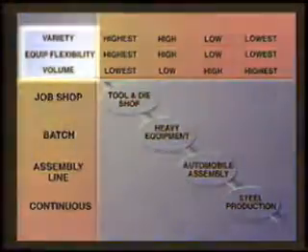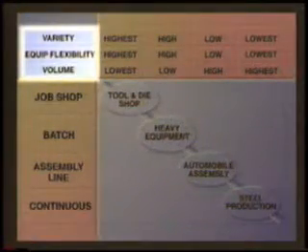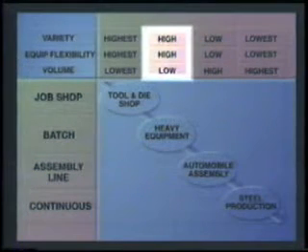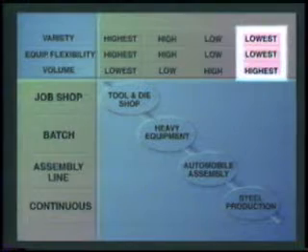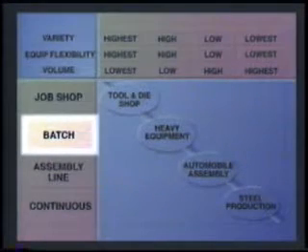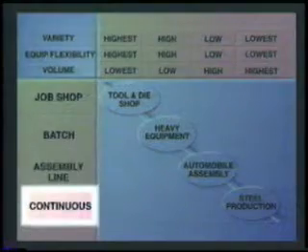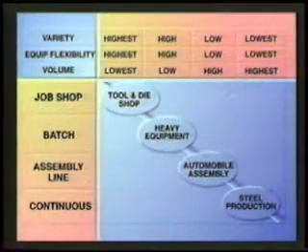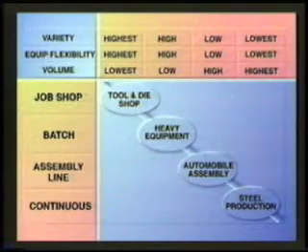By using these three factors, we can divide the various manufacturing processes into four main groups using this product process matrix graphic. The four types are job shop, batch process, assembly line, and continuous process. To better understand these four processes, let's take a look at an example of each.